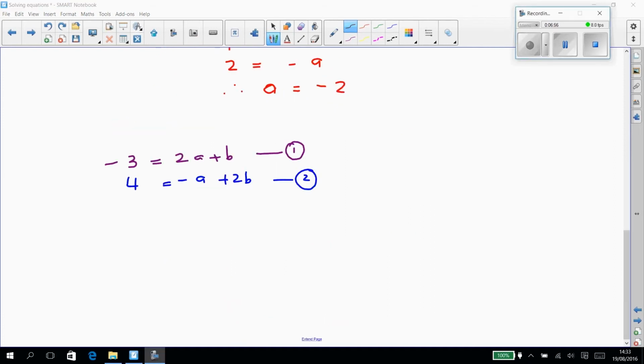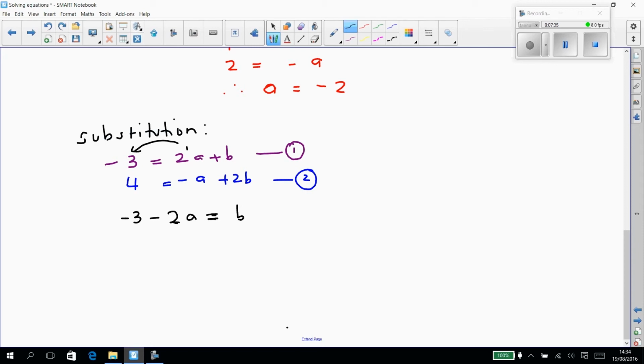I am now going to solve for a and b using the substitution method. I've just copied equation 1 and equation 2 again, and I'm going to use the substitution method because this may be the only method that you know for solving simultaneous equations. Right, substitution method. I'm going to take equation 1 and make b the subject of the formula, that is, write it in terms of b. So I need to take 2a across, and I have negative 3 minus 2a equals b.